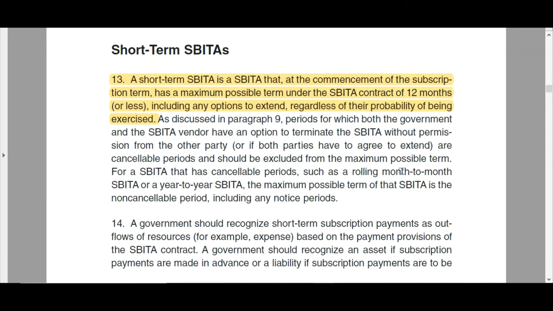And you've got to pay attention to this 12 months or less, because right here it says with the option to terminate. So if either one party or the other can terminate without permission, then that is what determines the contract length. So whether it's short term or not determines whether or not it's a SBITA. If it's 12 months or less, it's not a SBITA. If it's more than 12 months, it's a SBITA.